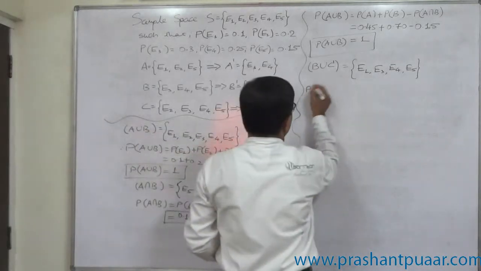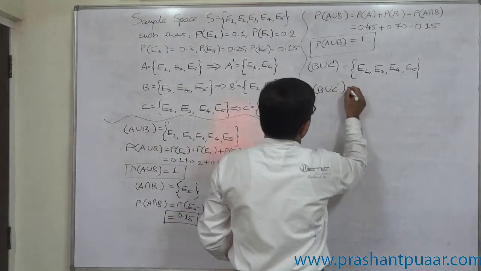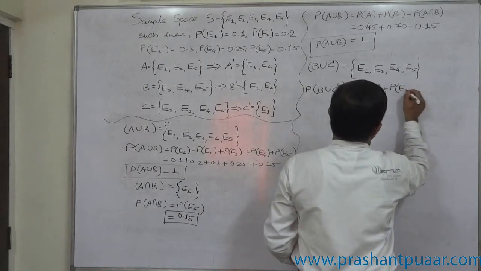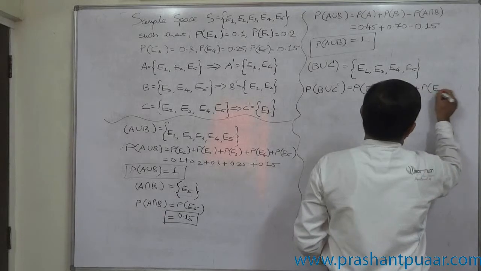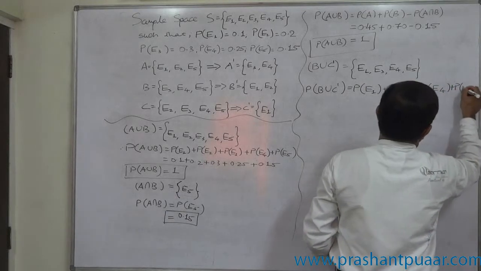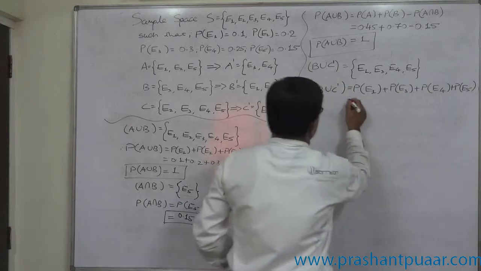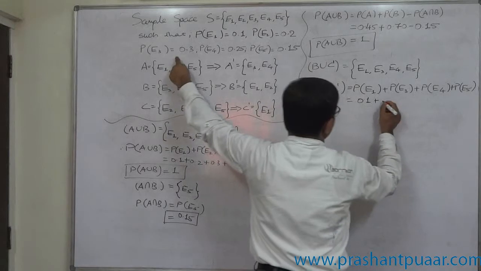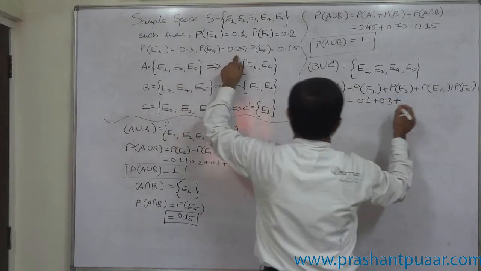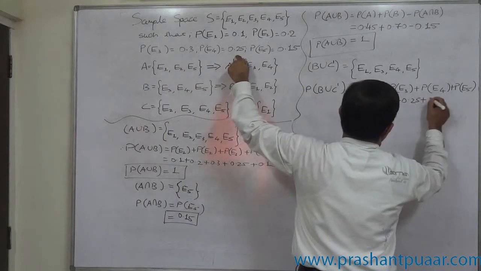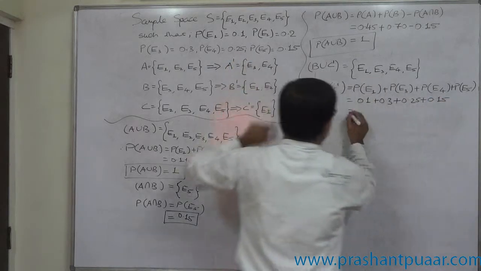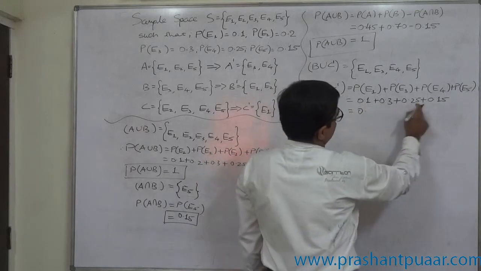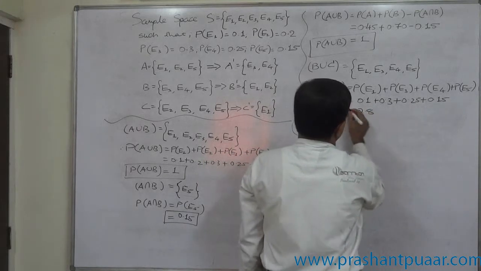So the probability of B union C complement equals P of E1 plus P of E3 plus P of E4 plus P of E5. That means 0.1 plus 0.3 plus 0.25 plus 0.15. That is 0.8.